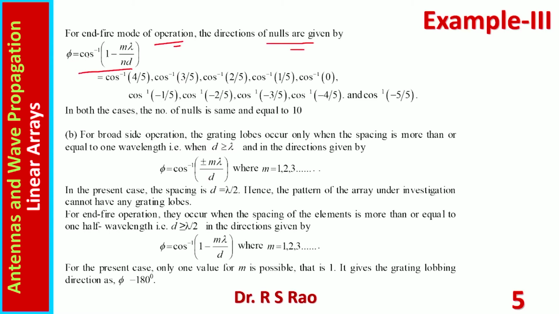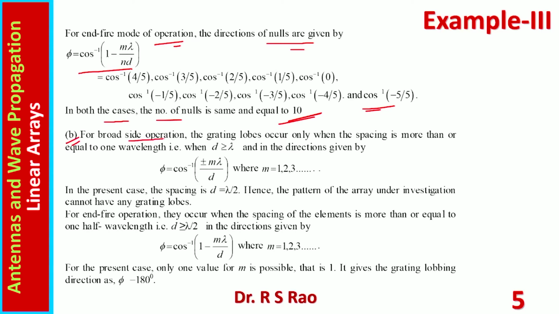Phi is equal to cos inverse (1 minus m lambda by nd). Expansion gives us cos inverse 4 by 5, cos inverse 3 by 5, cos inverse 2 by 5, cos inverse 1 by 5, cos inverse 0, cos inverse minus 1 by 5, cos inverse minus 2 by 5, cos inverse minus 3 by 5, cos inverse minus 4 by 5, cos inverse minus 5 by 5. These are directions. In both the cases, number of nulls is the same and equal to 10, the number of elements. We move to another part, B part of the problem.